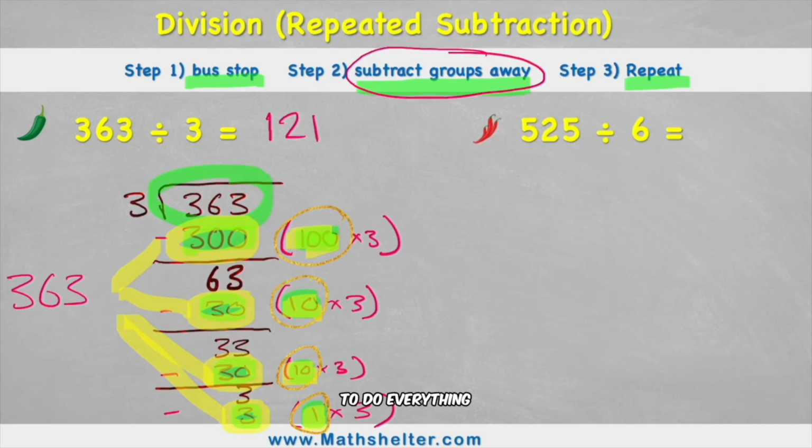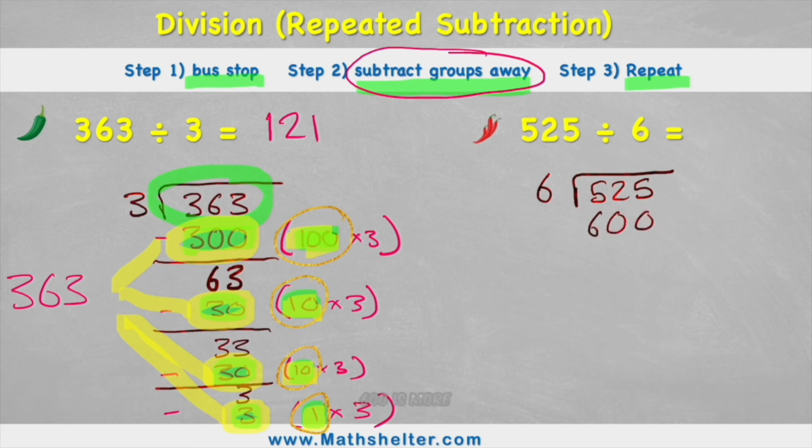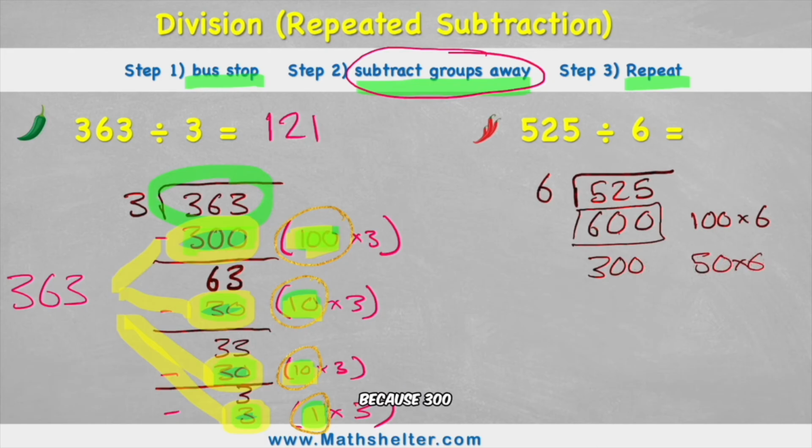And again, I'm just going to do everything the same. So I'm going to put my dividend, the 525, in my bus stop, and my 6, the divisor, outside. So looking at my 525, can I see any large groups of 6's that I can easily take away? Well, I can't take away 600 because 600 is more than 525. But if I know that I could take away 600, which would have been 100 times 6, let's see if we can take away 300, which would therefore be 50 times 6, because 300 is half of 600 and 50 therefore is half of 100.